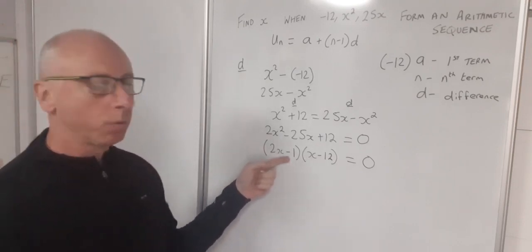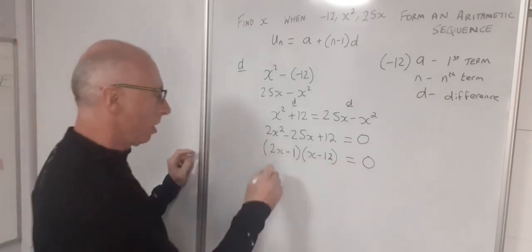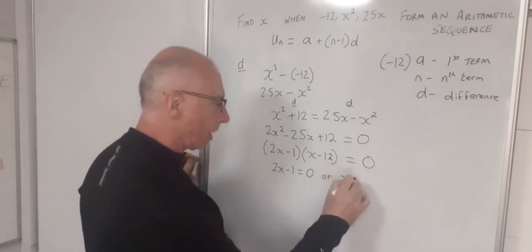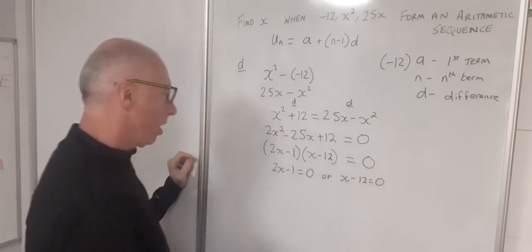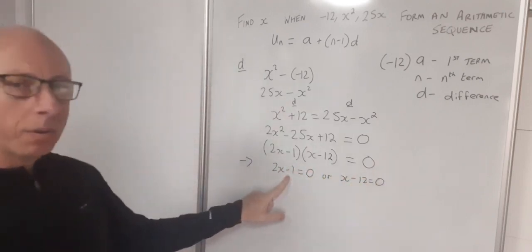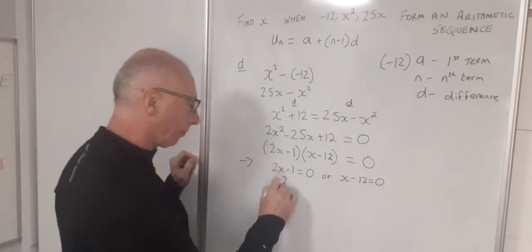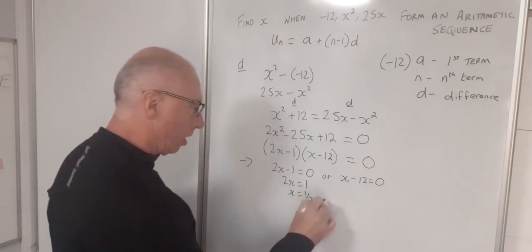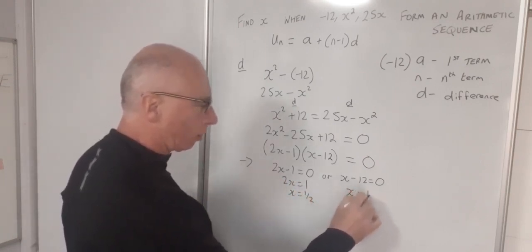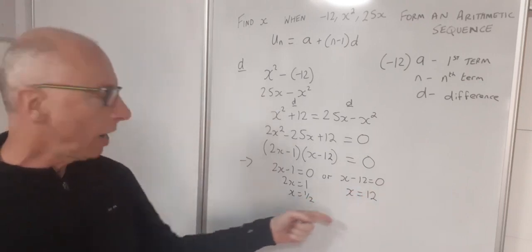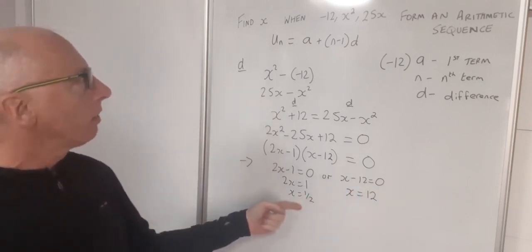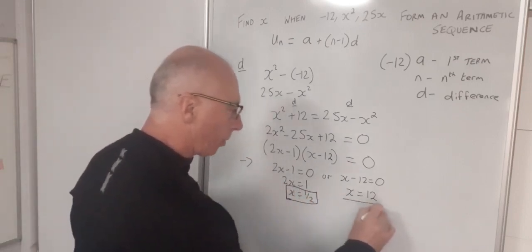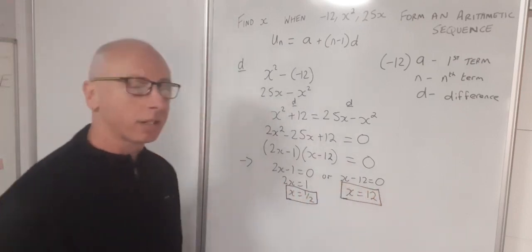Well, 2x minus 1 equals 0, or x minus 12 equals 0. So let's solve for x here. 2x equals 1, so therefore x equals a half. And then this one here, just x equals 12. So those are my two values for x. We've found those, so now let's name the first three terms of the possible arithmetic sequences.